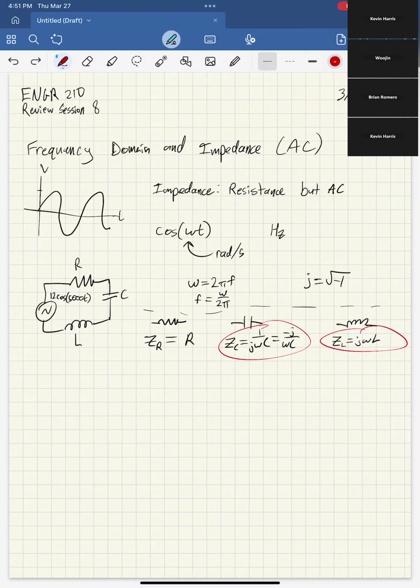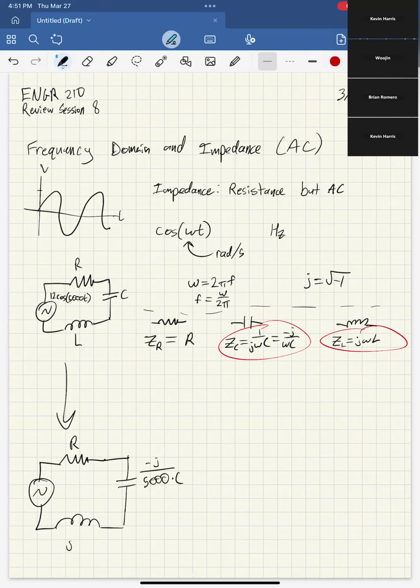If you know these two things, then there's really nothing new in this unit, if you know how to do math on imaginary numbers, which isn't really covered, but I'll say a bit about it. What this lets you do is transform this circuit into its phasor form, or frequency domain form. So you would plug in the numbers. The resistor stays as R. The capacitor would be negative J over 5,000 times C, which is the more useful form. And the inductor would be J times 5,000 times L.